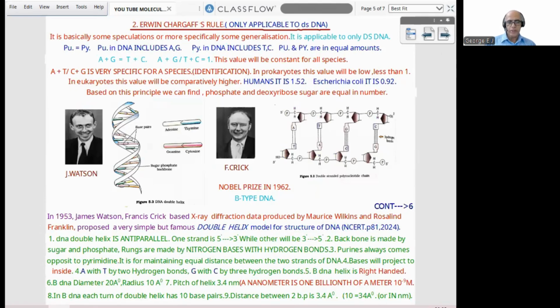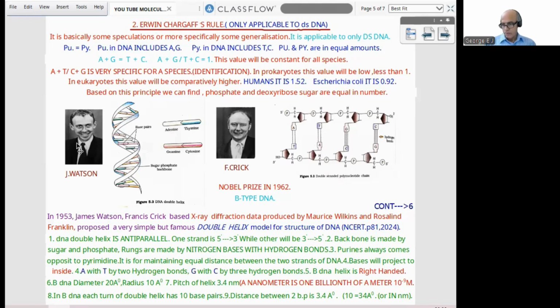Purine and pyrimidine have the same value. Purines in DNA include A and G. Pyrimidines include T and C. Purine and pyrimidine are in equivalent amounts: A plus G equals T plus C, or A plus G by T plus C equals 1. This value will be constant for all species. Then second, A plus T by C plus G is very specific for a species. For identification, we can use it. And that value will be higher in eukaryotes, lower in prokaryotes.